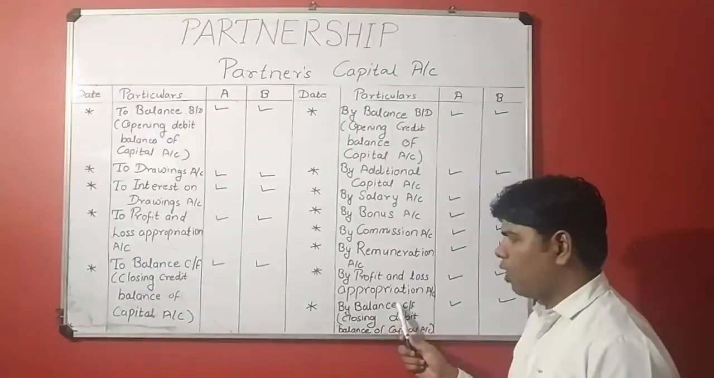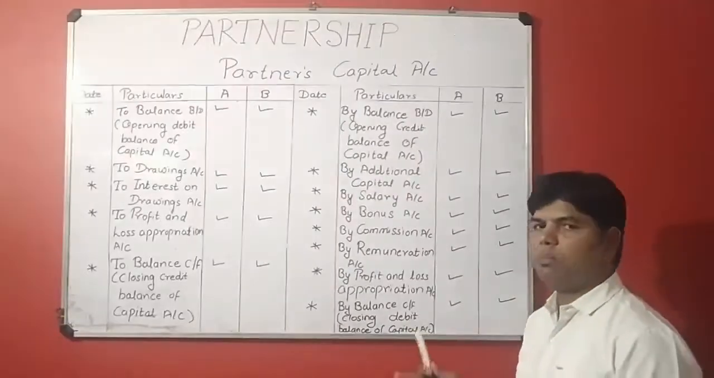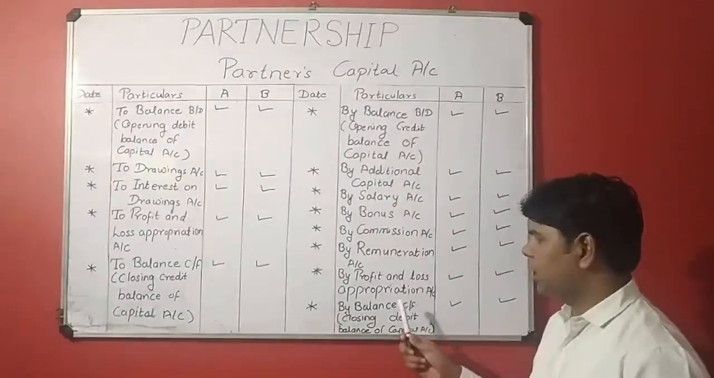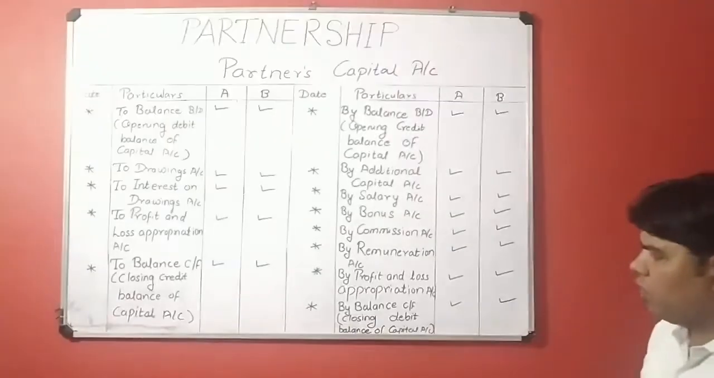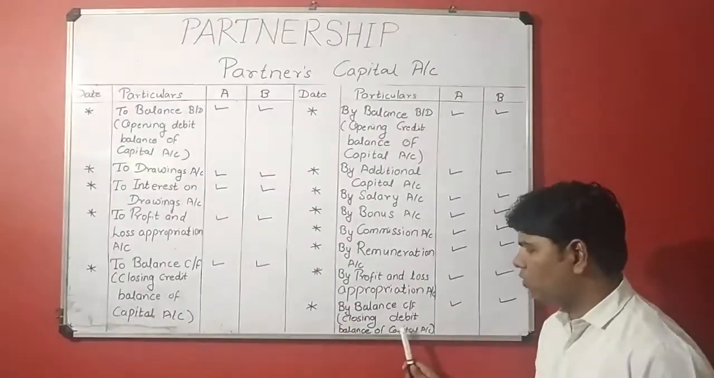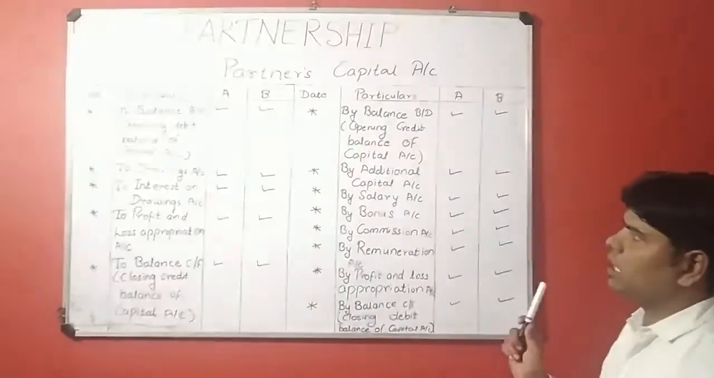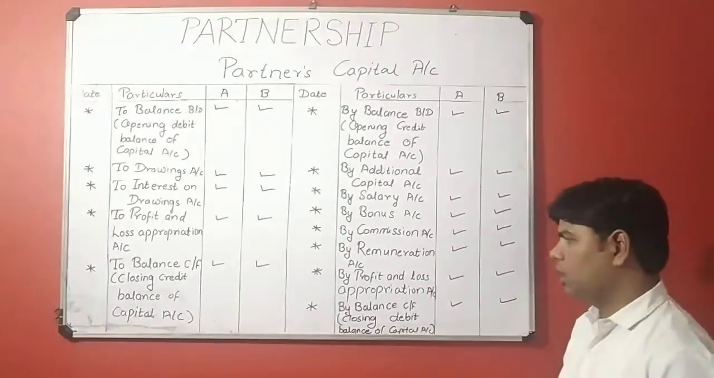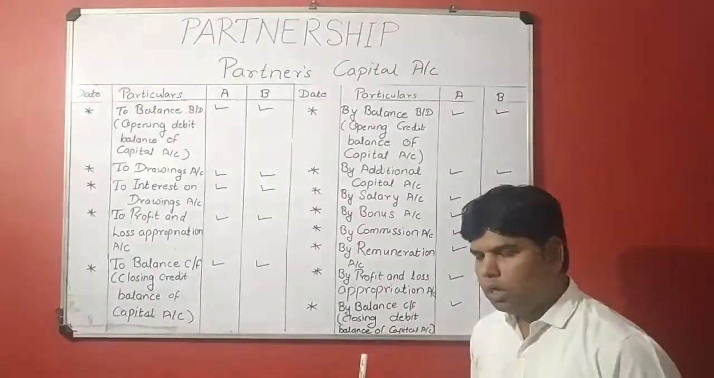After that, by profit and loss appropriation account, the divisible profit of the partners will be recorded here. And at last, by balance carried forward, the closing balance of the partner's capital will be recorded here on the credit side of the partner's capital account. Students, this was the specimen of the partner's capital account.